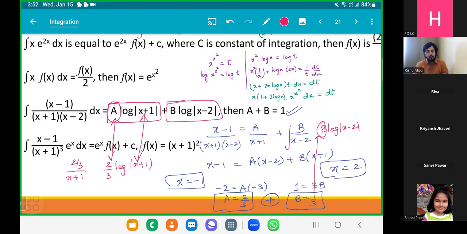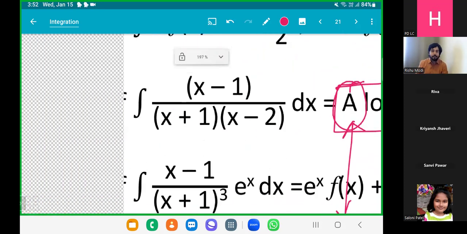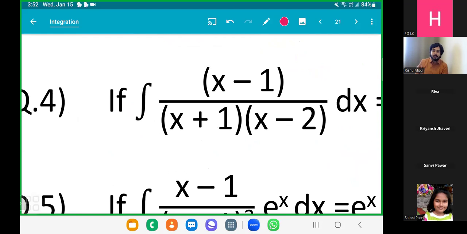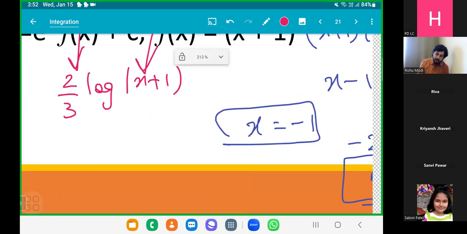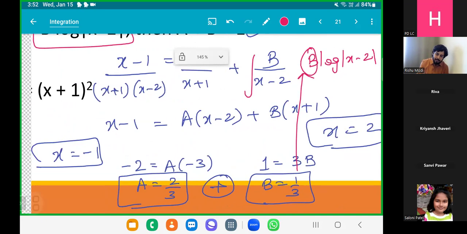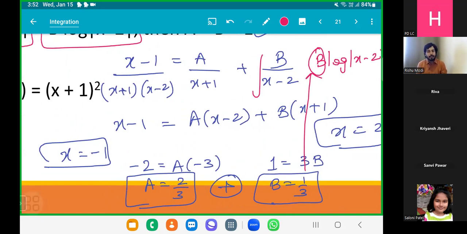Yeah. In the question, we have this much only. How will you solve this? Tell me, what will be your first step, Kriyansh? a upon x plus 1 plus B upon x minus 2, correct? So don't see the right hand side. I have solved this part. A upon x plus 1 as per your saying and B upon x minus 2. Is my LCM correct of the right hand side? A will get x minus 2 and B will get x plus 1.